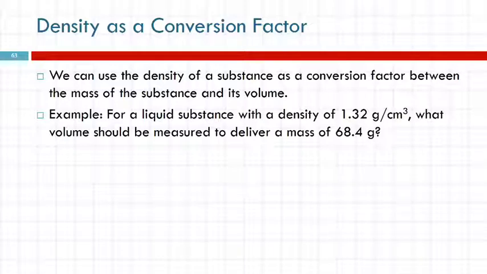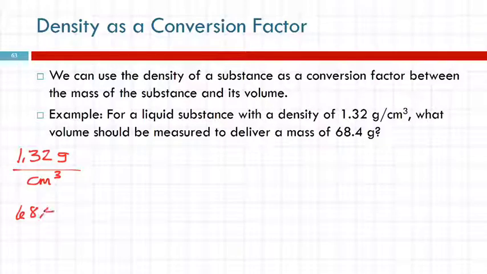So let's just approach this as we've been doing the other ones. We'll take the numbers and write them down. 1.32 grams per cubic centimeter. Write that as a vertical fraction. Grams divided by cubic centimeters. The other number is 68.4 grams. What am I trying to find? Volume. What volume? Now, it doesn't specify a unit.